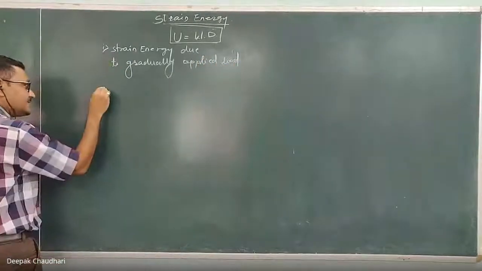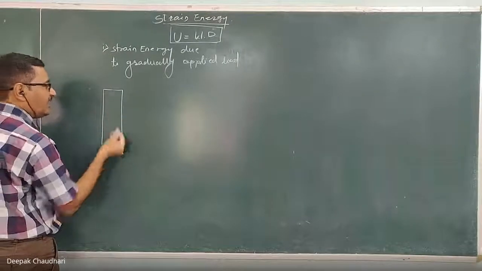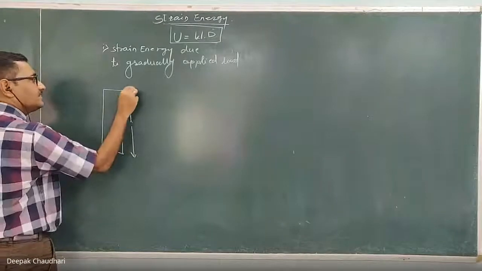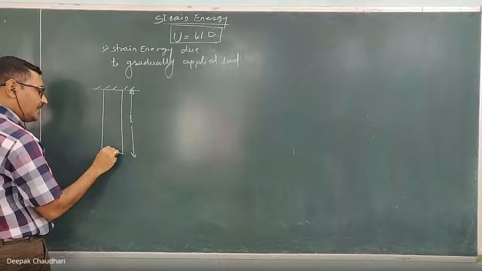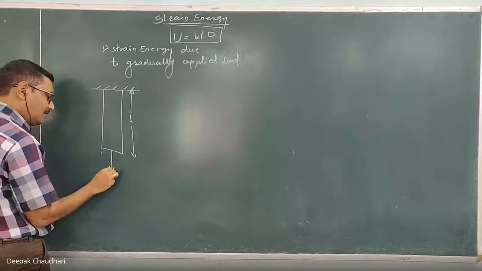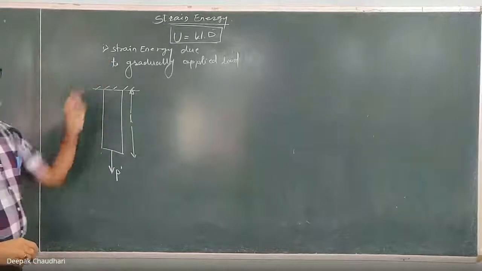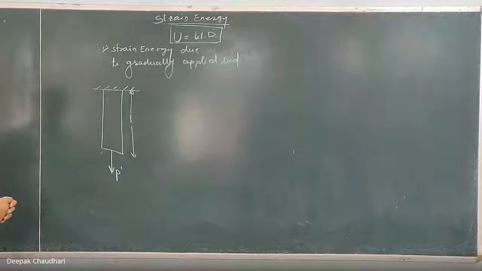Okay, let's consider one specimen whose cross-sectional area is A and length is L. At one end it is fixed, and at the other end I'm applying a force P, which is a gradually applied load. Because of this force P, there is an axial reactive force here also, but I consider that it is fixed.